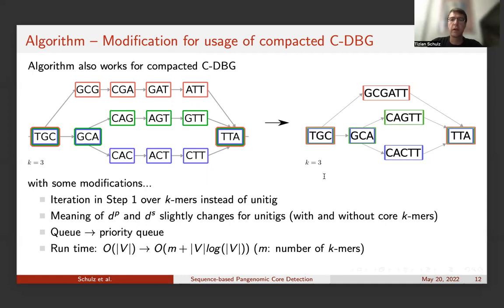This is because color sets are now no longer assigned to vertices in the graph, but to the k-mers. And there can be many k-mers in the label of a vertex. However, in practice, the compacted colored de Bruijn graph has much fewer nodes than the colored de Bruijn graph, which means that it, even though it has a larger asymptotic runtime, is faster in practice. And this is why we implemented the algorithm for the compacted colored de Bruijn graph, and our implementation is called Cora.